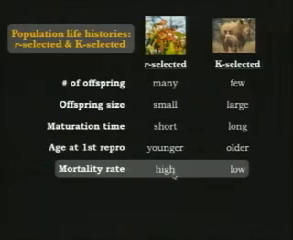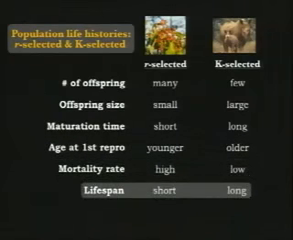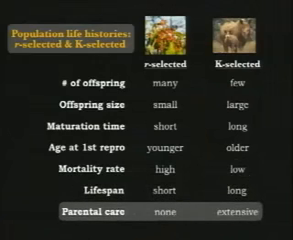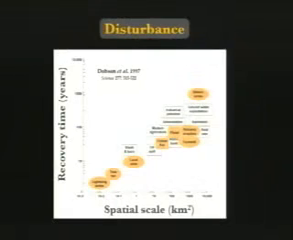Mortality rates, we discussed that a little bit. They're high in the R-selected types, lower in the K-selected types. Lifespans shorter. It's the live fast and die young approach to things, the R-selected types. And in the animal context, parental care is more likely for the K-selected types, where they're investing more in fewer offspring. Disturbances, disturbance ecology. This is a plot that's useful.